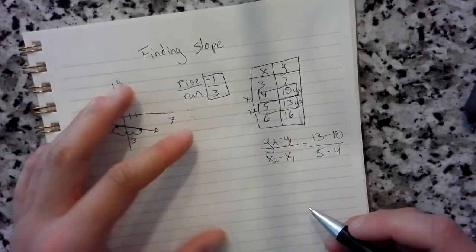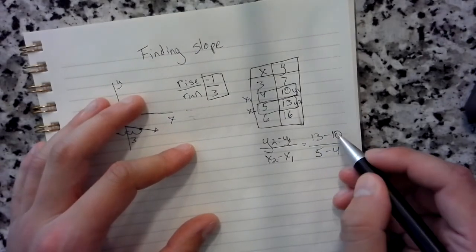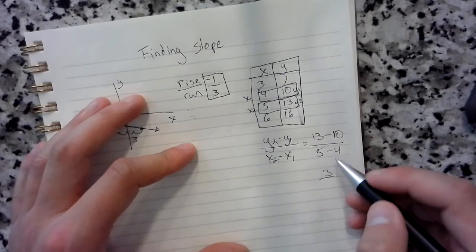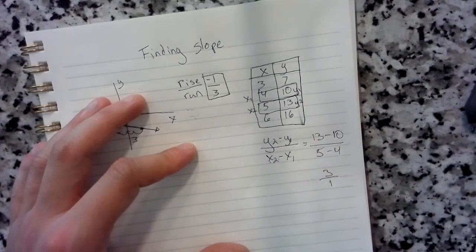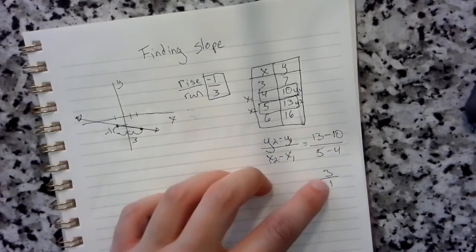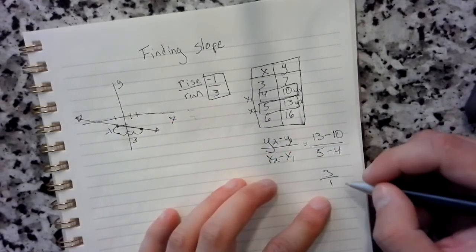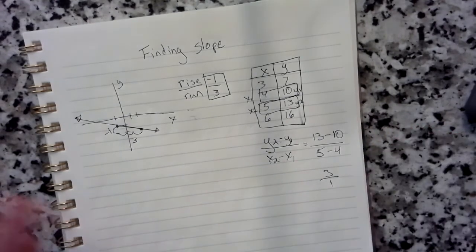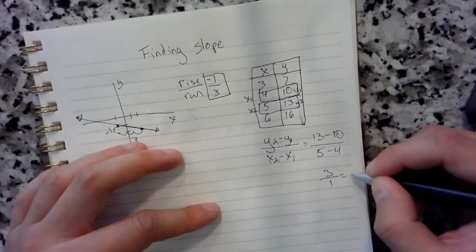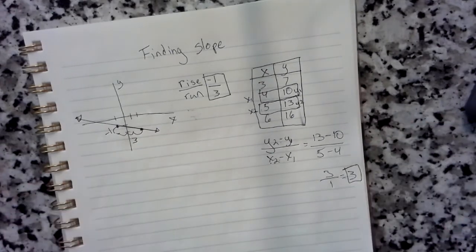So now we need to simplify. What is 13 minus 10? Well, hopefully you know that that is 3. And 5 minus 4 is 1. Okay. So on the top, 13 minus 10 got us 3. On the bottom, 5 minus 4 gets us 1. And that's actually going to be our slope. Can we simplify this, though? What is 3 divided by 1? Well, it's 3. And that's going to be your answer.